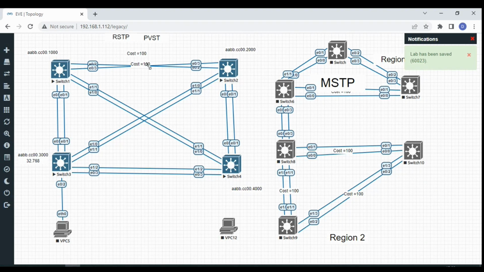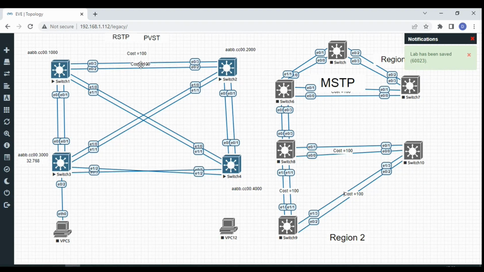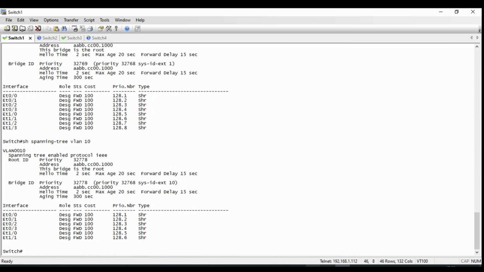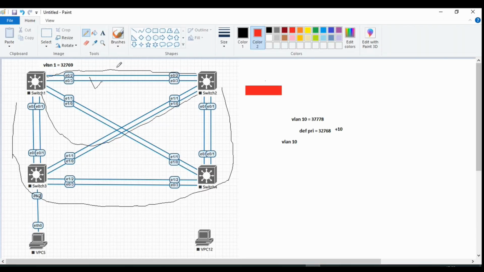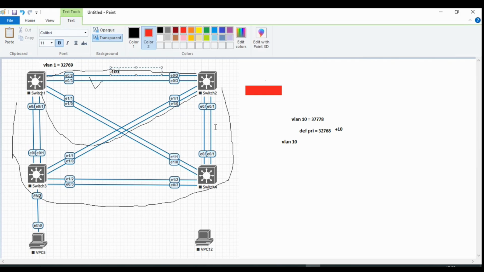So each switch link has its own dedicated cost used in the selection of the root port. Like Ethernet 02 cost is 100 and Ethernet 03 cost is 100. So if I write here, the cost is 100, the cost is 100, the cost is 100, and the cost is 100.